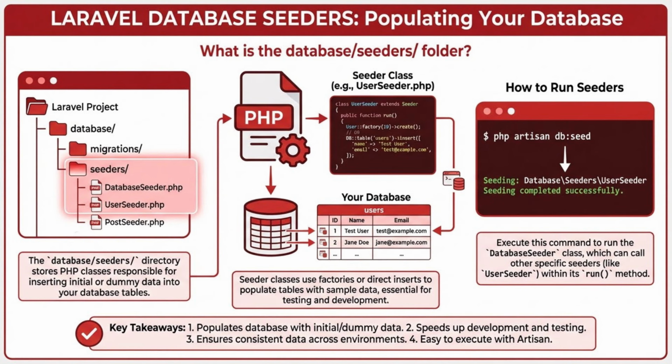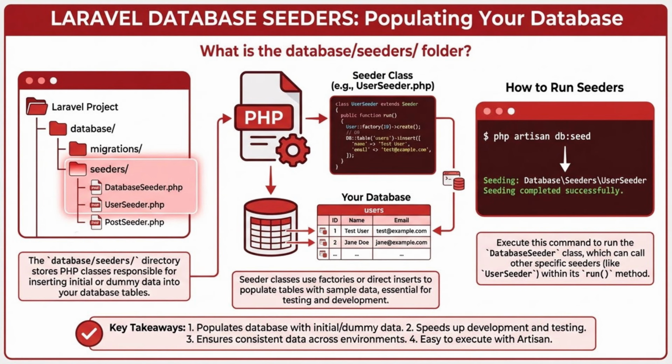To run your seeders, Laravel provides the artisan command php artisan db:seed, which triggers the DatabaseSeeder class. This central seeder can call other seeders inside its run method, allowing you to organize your test data in a clean and modular way. When the command runs, Laravel displays which seeder is being executed and confirms when the seeding completes successfully. This automated approach ensures your development environment always starts with consistent data, whether you're setting up users, posts, categories, products, or any other tables.